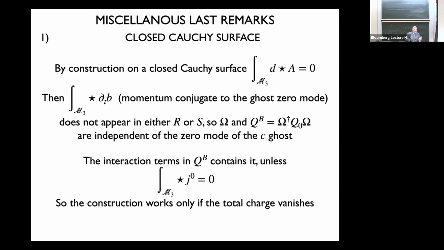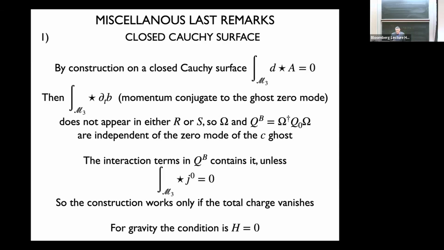This is an additional requirement. I have to impose it. It doesn't come out of the construction. And of course, if we are able to do the construction for gravity on a closed Cauchy surface, we discover that we also need H equal to 0.